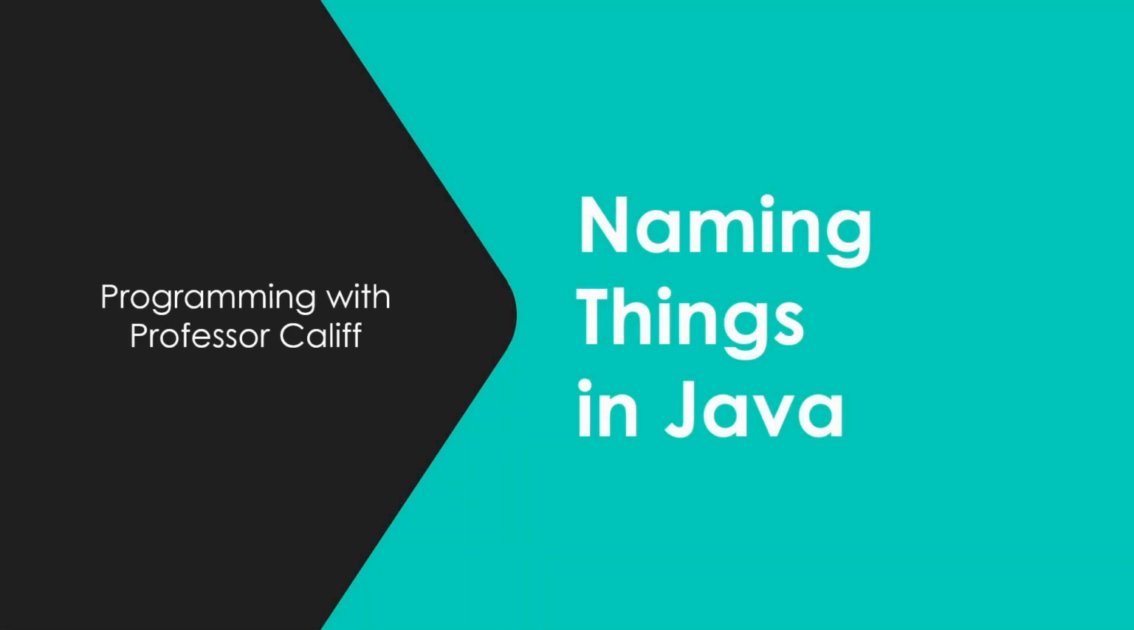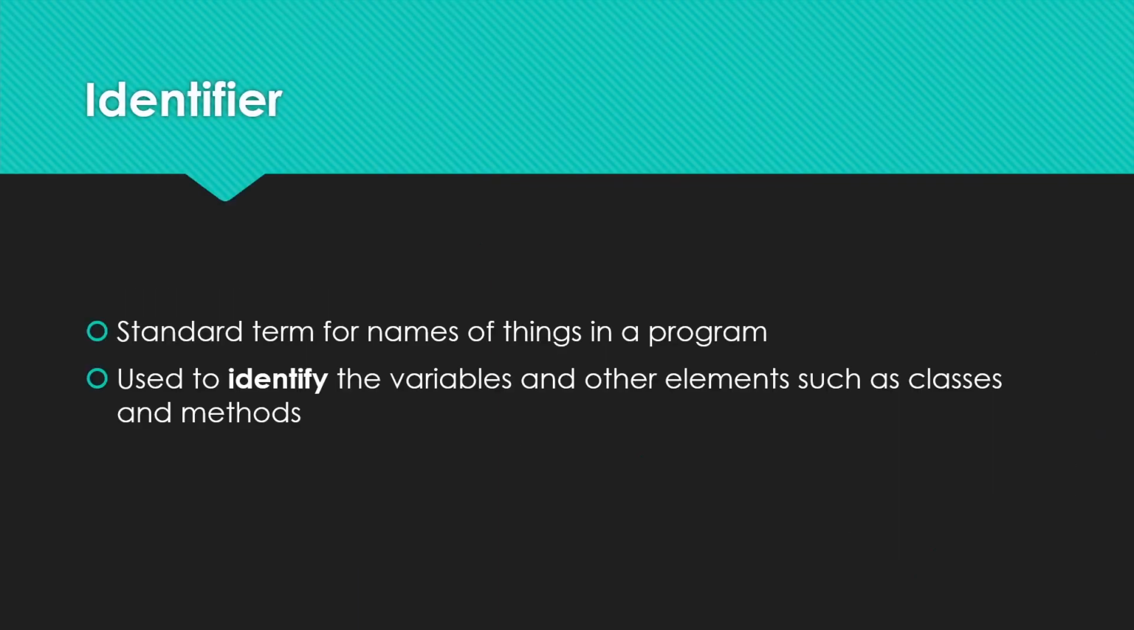Today I'd like to talk about naming things in Java. So we're going to talk about identifiers. An identifier is just a word for names of things in a program, the things we need to identify. So variables will also have classes and methods, just the various things that we add to the program that we need names for. So those names are called identifiers.